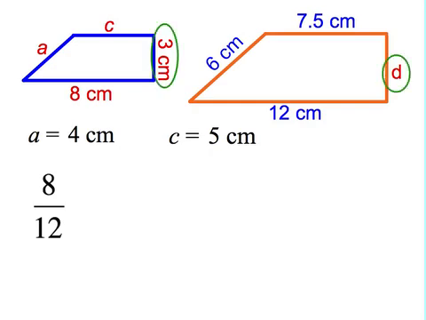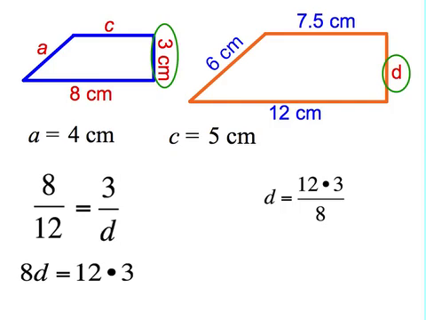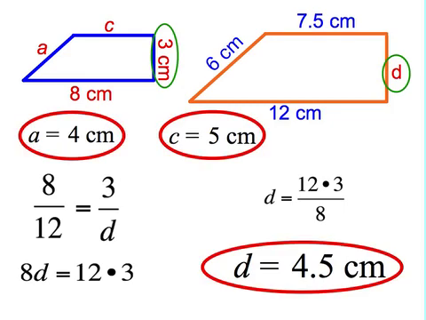And in this proportion, the D is going to be on the bottom because it represents a length of the larger trapezoid, and so it has to match where the 12 is, which is on the bottom of the first ratio. So the 8 is to 12 as 3 is to D. We cross multiply. We divide by 8, and we know that 12 times 3 is 36. And if you can't do it in your head, get out a calculator. But 36 divided by 8 is 4.5 centimeters. So the three answers: A is 4 centimeters, C is 5 centimeters, and D is 4.5 centimeters.